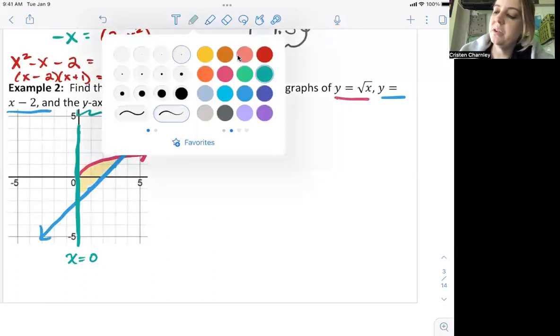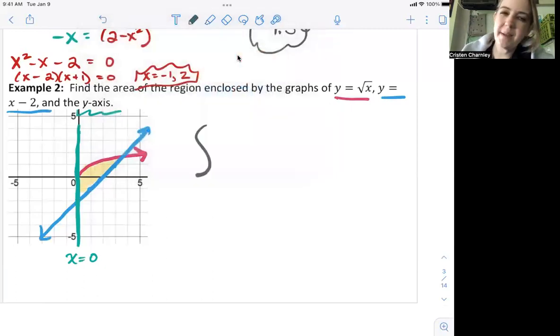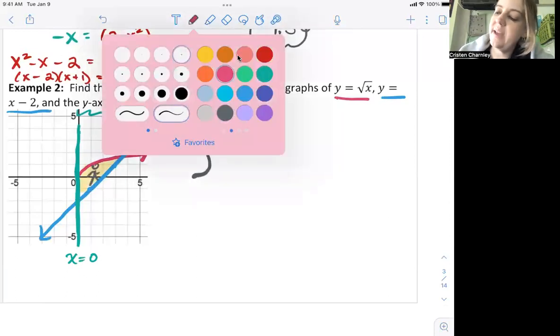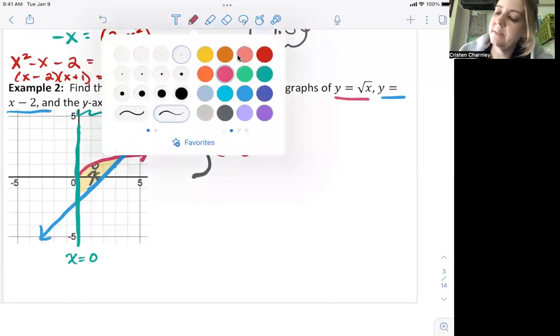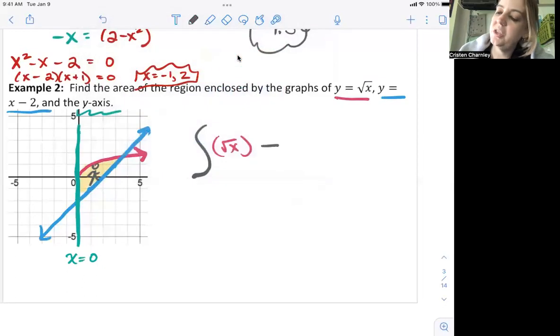So when we set up our integral, we'll come back to the boundaries later. Again, what's on top, what's on bottom? The square root of x is on the top, minus x minus 2 is on the bottom. And then this is a dx problem. Now, my boundaries are where they intersect. So A is over here, and then B is this point.